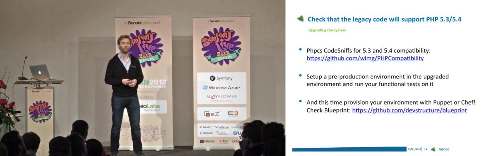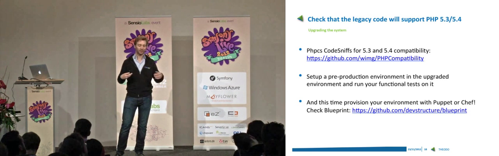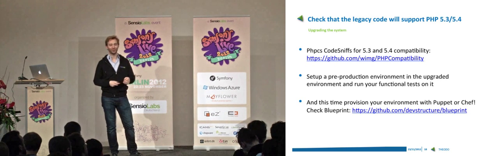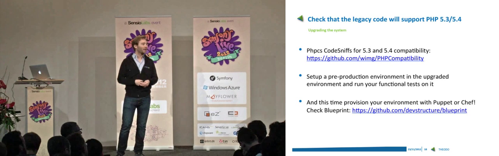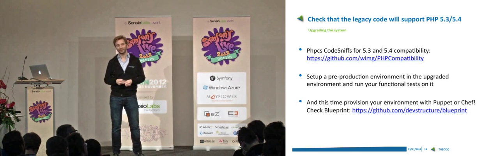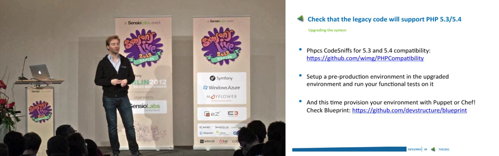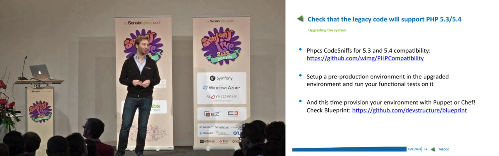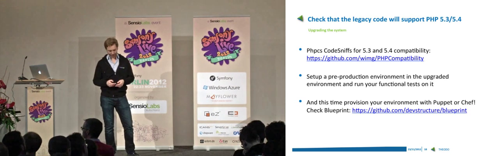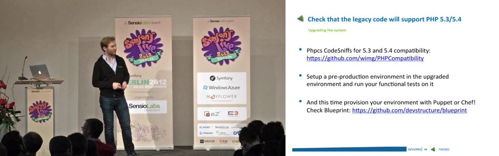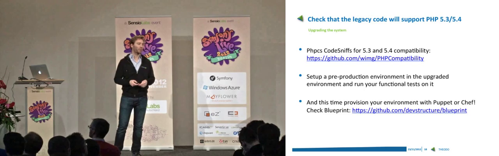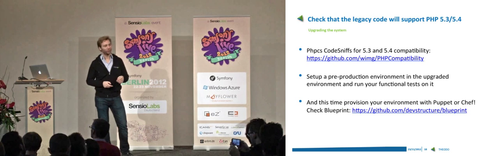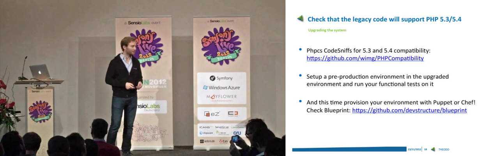And of course, the best way is to set up the pre-production environment and just test your whole legacy system on it. And if it works, run your functional tests, because by that time you've written many great functional tests. And of course, take the time at that point to provision your environment this time. I'm saying this time because usually legacy systems are not described by Puppet manifests. There's an interesting library that I'm mentioning here, Blueprint, which is a good way to start with Puppet, which would scan your legacy system and create manifests automatically. So they're not really nice ones, but at least it's a way to start.